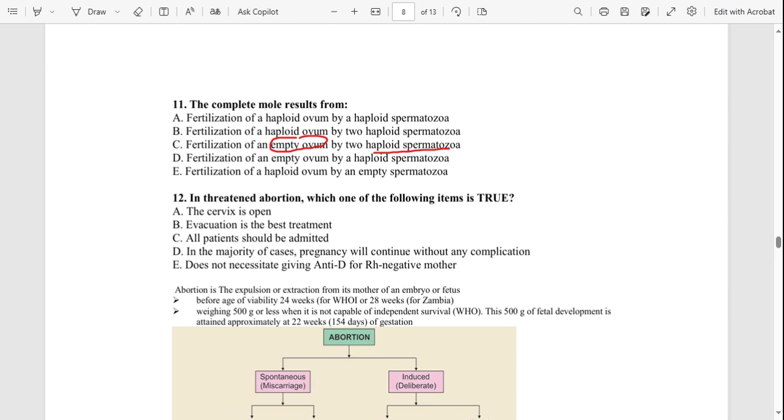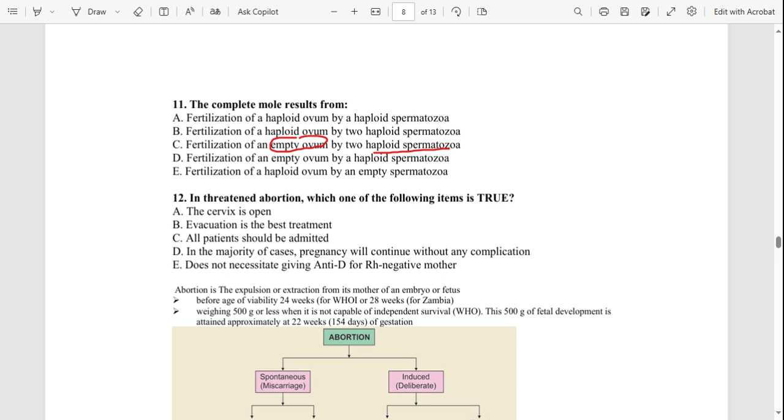Okay. It's something that we can look at again in case there are more things that we might have missed on a complete mole. Because for a complete mole, the genetic makeup is actually going to be diploid.